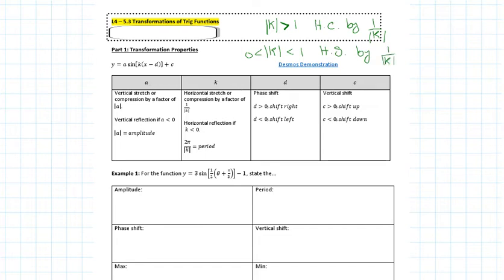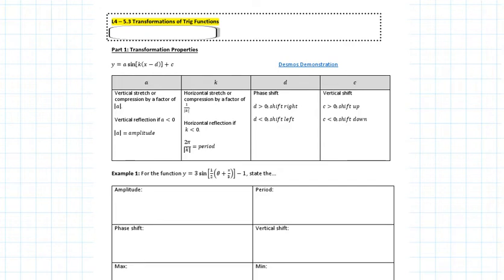Remember that k also tells you what the period is, and to find the period you do 2 pi over k. So let's say k is 4. To find your period, you do 2 pi over 4, and that's going to be pi over 2, and that will be the period of your function. If k is negative, then we have what we call a horizontal reflection, or a reflection in the y-axis.